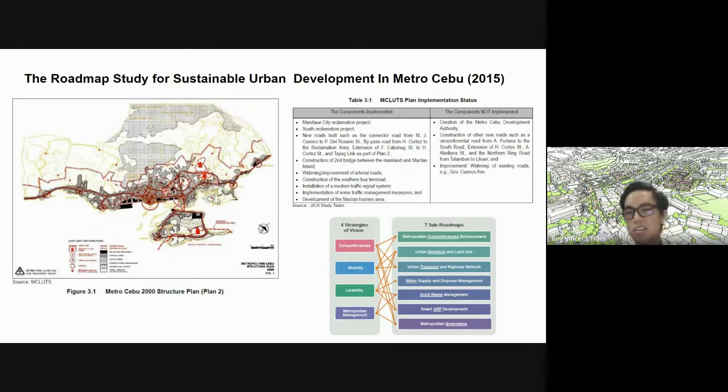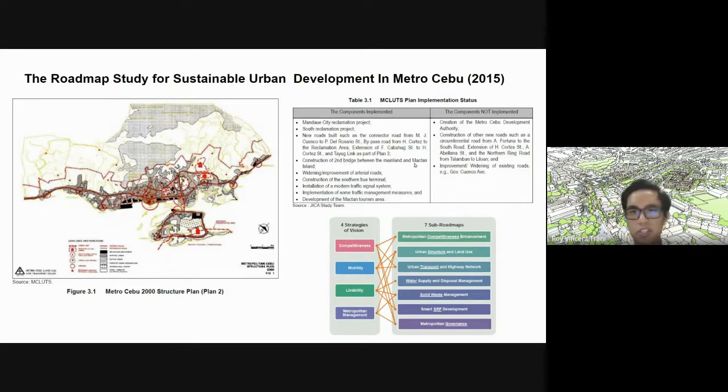So that's another challenge. But I just want to highlight the components that have been implemented in the MACLUT study. So this is like early 90s to the 2000s. The Mandaue City Reclamation Project was implemented. South Road Reclamation Project implemented. New roads built as a connector road from NJ Cuenco, etc., etc. So the major roads in the city.